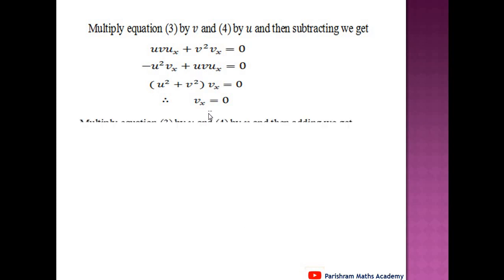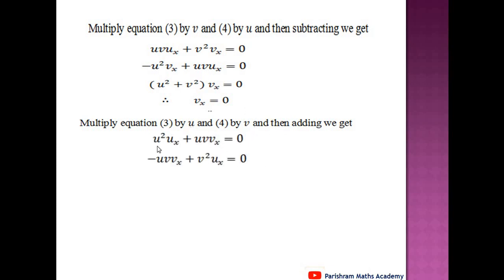Also, multiply equation 3 by u and equation 4 by v, and then add. Multiplying equation 3 by u, we get u squared ux + uv vx = 0. Multiplying equation 4 by v, we get -uv vx + v squared ux = 0. On addition, the uv vx terms cancel, and taking ux common, we get (u squared + v squared) ux = 0. But u squared + v squared is not equal to 0, so ux = 0.